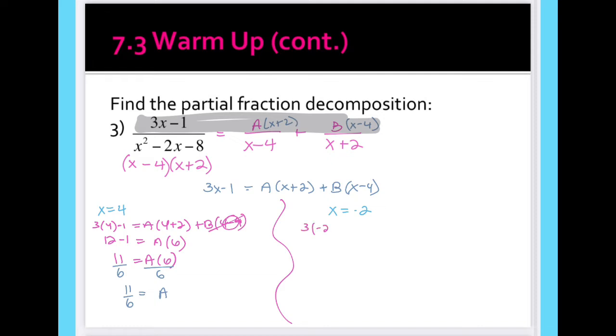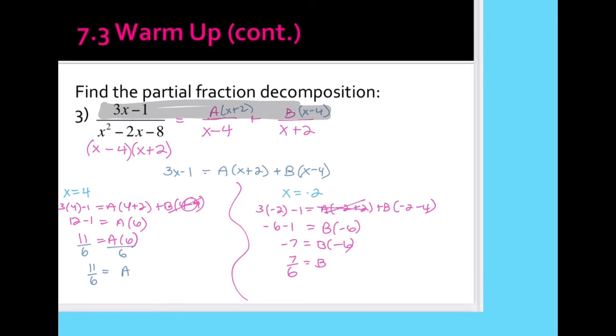So 3 times negative 2 minus 1 equals a times negative 2 plus b times negative 2 minus 4. And this is my 0, so that's gone. Negative 6 minus 1 equals b times negative 6. Negative 7 would equal b times negative 6. And b is 7 over 6, positive because they're both negative.